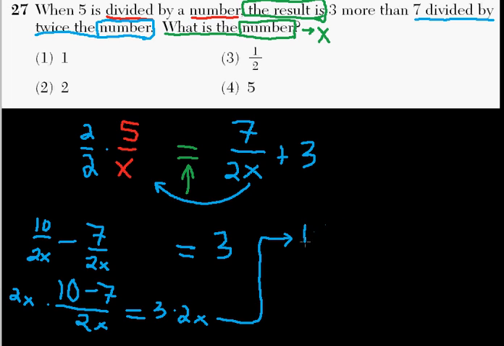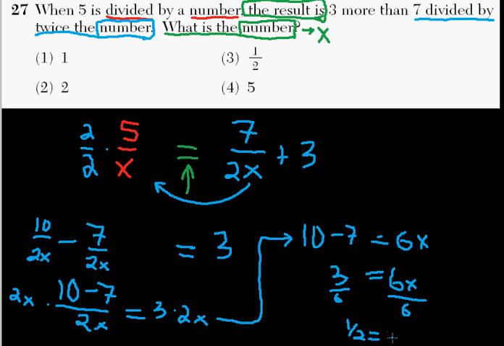And if we multiply both sides by 2x, you will have 10 minus 7 equals 6x. Okay, 10 minus 7 is just 3, so 3 equals 6x. And then we divide by 6 on both sides, and we have 1/2 equals x, which is exactly what we should get. And that is exactly the answer here, 1/2. All right, I'll see you in the next problem.